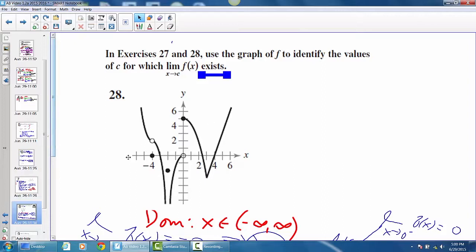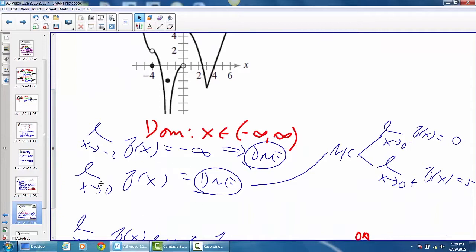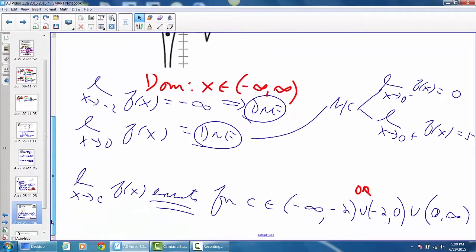The domain is all real numbers, by the way, because -4 is in the domain, x equals -2 is in the domain, x equals 0 is in the domain. But that has nothing to do with the question, really, because as it turns out, the two places where the limits don't exist are at -2 and at 0. So the limits exist for all c element of (-infinity, -2) union (-2, 0) union (0, infinity). We're assuming you know interval notation. You can use the word or the symbol U, which means union.